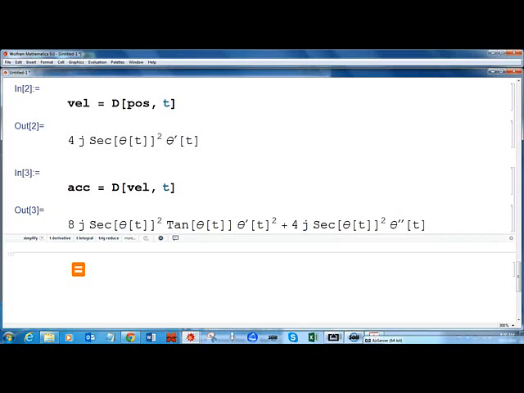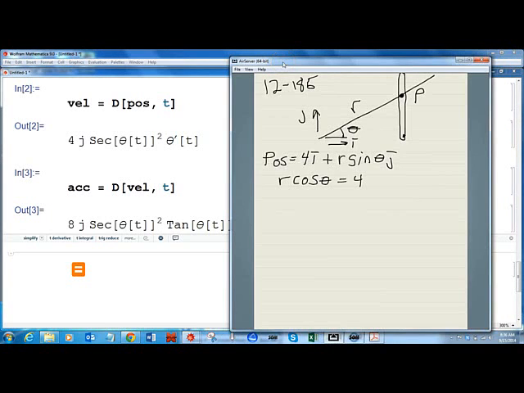Okay, so let me do the same problem with R and theta. Okay, velocity equals R dot U_R plus R theta dot U_theta. Okay? How am I going to find R dot?